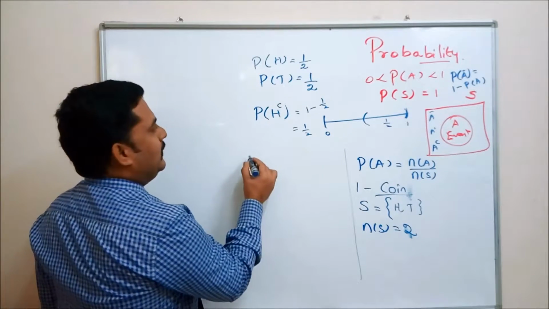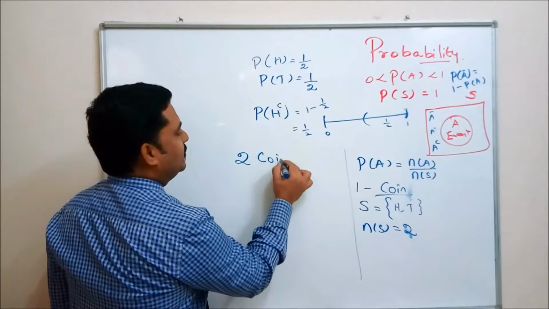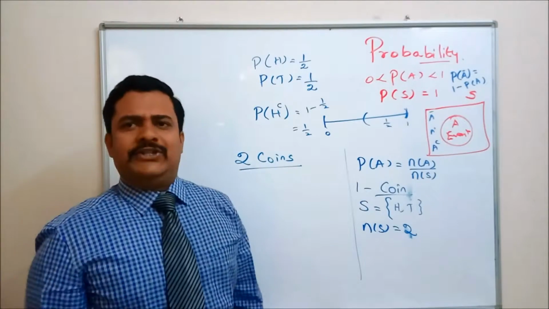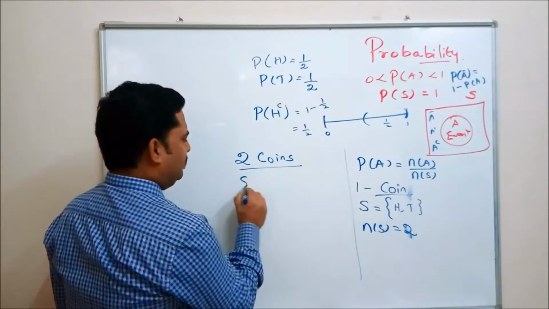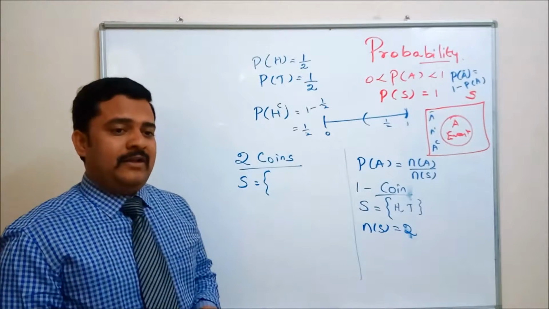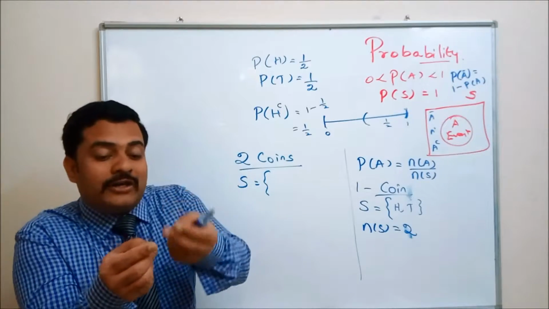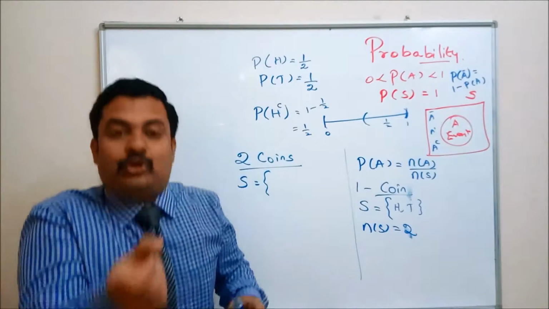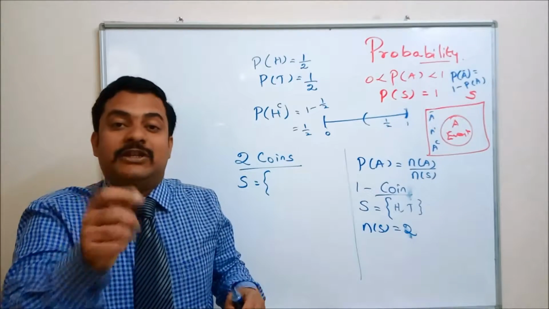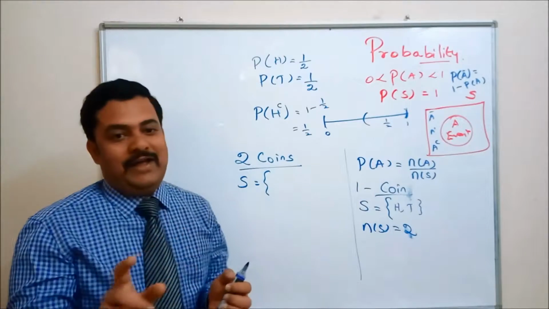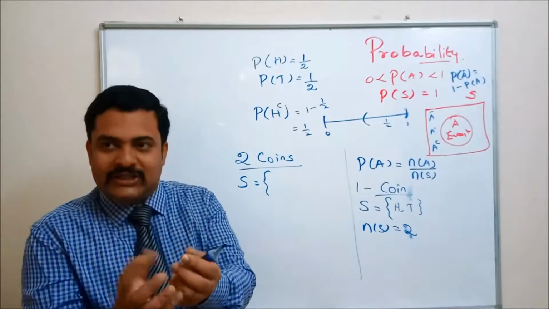Okay. Let's go for 2 coins. What is the sample space for 2 coins? Can you say, please? The sample space for 2 coins? See, first I am taking 1 coin, above that another coin, and I am tossing this. While tossing this, what may be the outcomes? What may be your result?